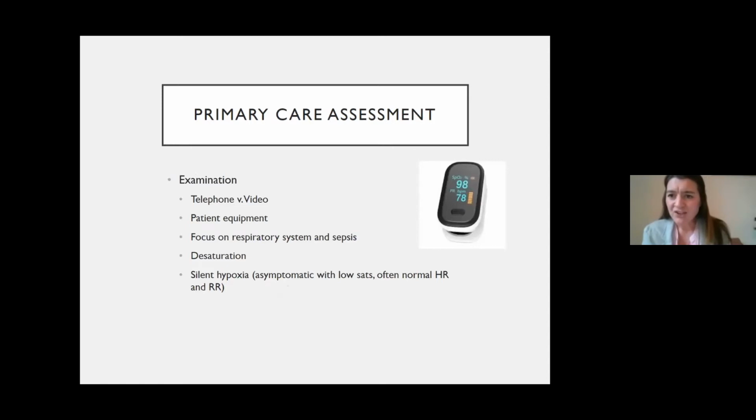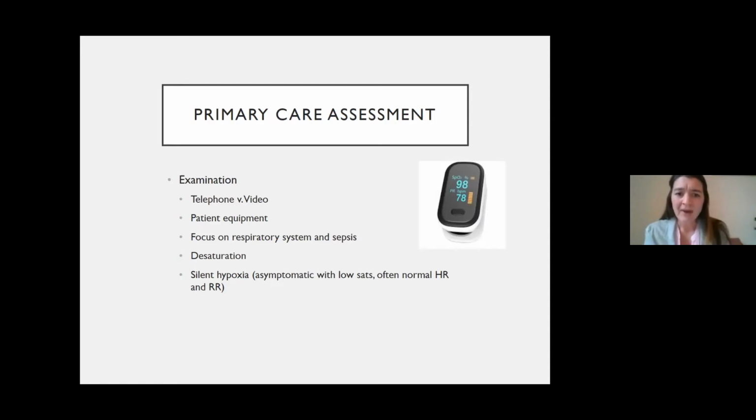In terms of examination, obviously we are now doing a lot more remotely in primary care. I would say that for somebody you're concerned about with possible COVID, it's always a good idea to do a video call if at all possible, rather than telephone, just because you can get so much more information if you're visualizing someone and able to see them interacting with you, as well as there are obviously some examinations that you can do over video, albeit that they may not be quite as accurate. For example, you can attempt to count their respiratory rate and see whether there's an increased work of breathing.